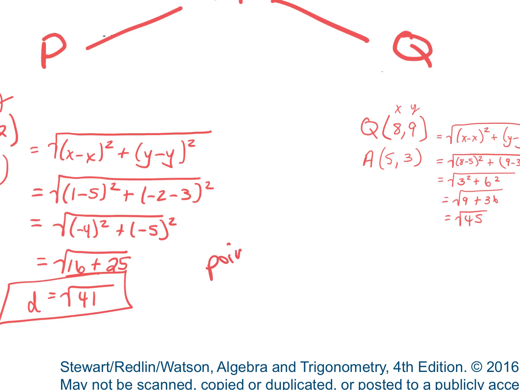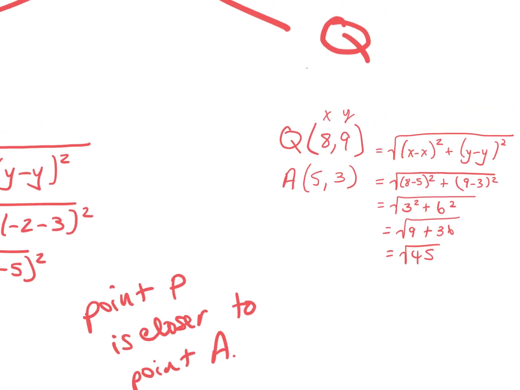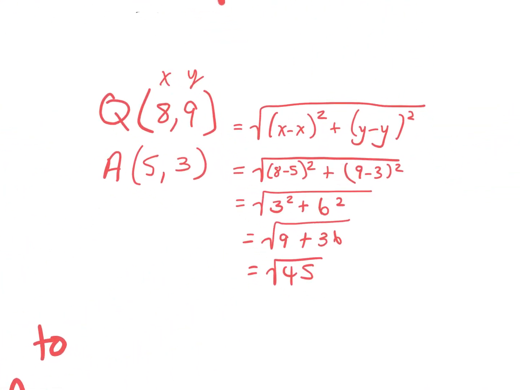You would say point P is closer to point A. And you showed me that by using the distance formula. Now, if I was just asking you what's the distance between these 2 points, and you left your answer as the square root of 45, would you get full credit?